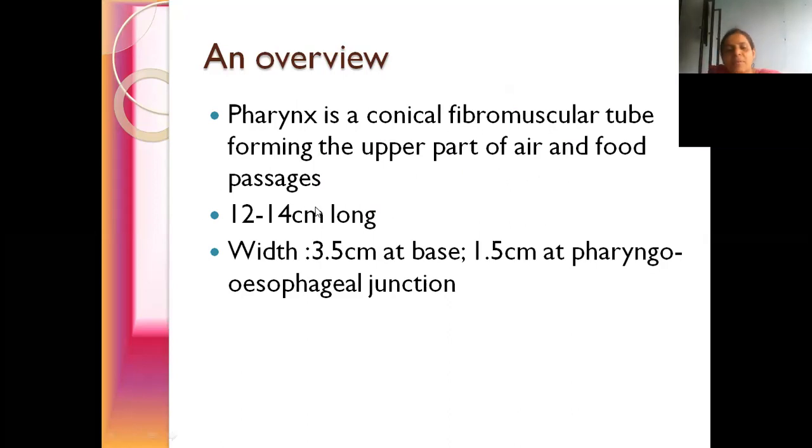We saw this section when we were doing deglutition in physiology also. Till the laryngopharynx, two tubes are entering: you will see both the esophagus and the larynx continuation are there, hence it is a pathway for both air and food. Its length is 12 to 14 centimeters, and width is 3.5 centimeters at the base and 1.5 centimeters at the pharyngoesophageal junction.